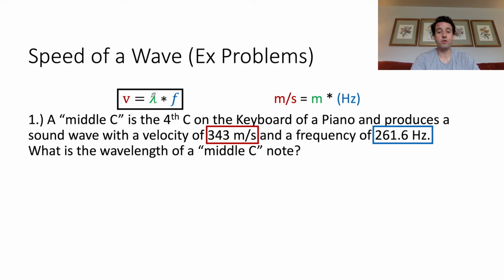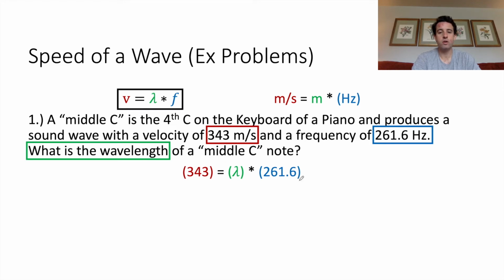So what we have to do is first plug in the variables. And then in order to solve this, we've got to isolate wavelength. How we're going to do that is we're going to divide both sides by that 261.6 number, which was the frequency of a middle C. And then when we do that, we end up getting 1.31 meters.